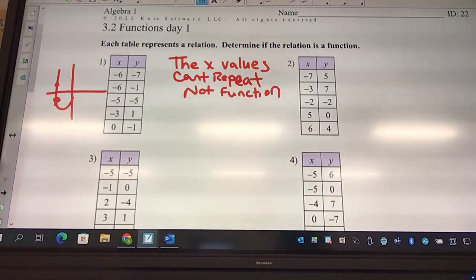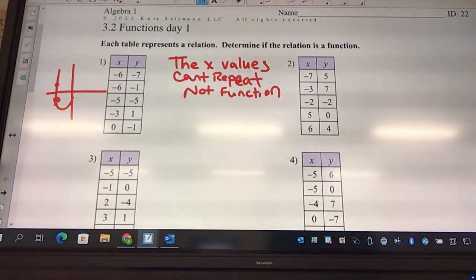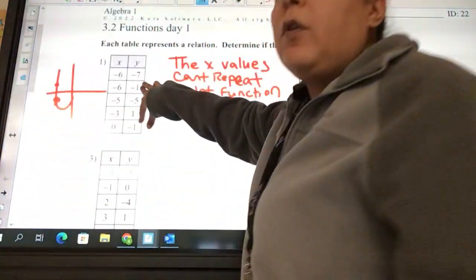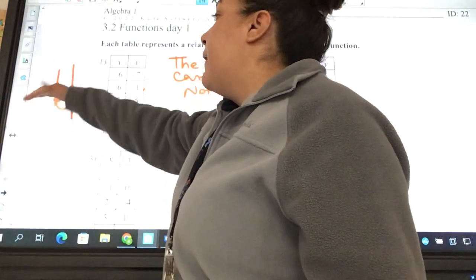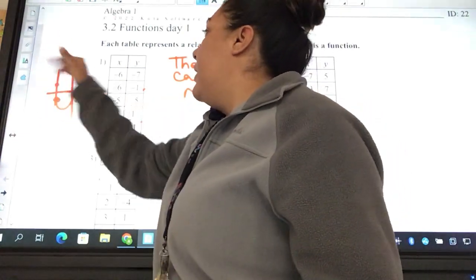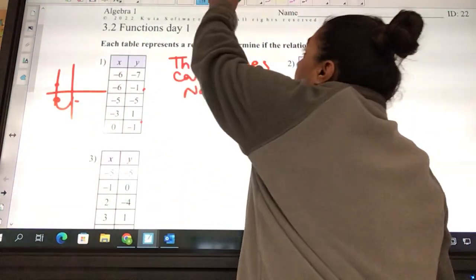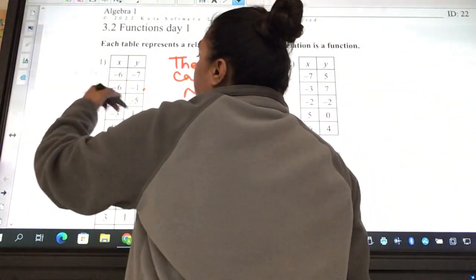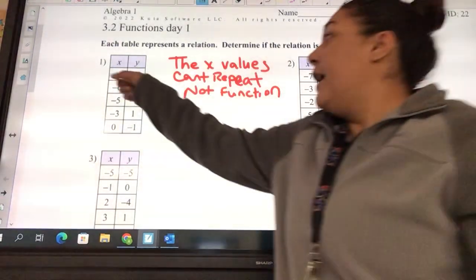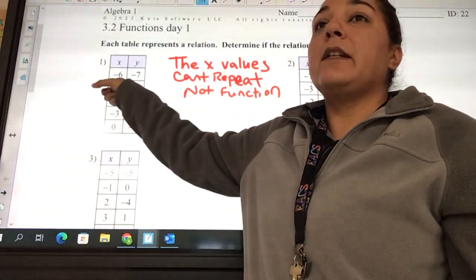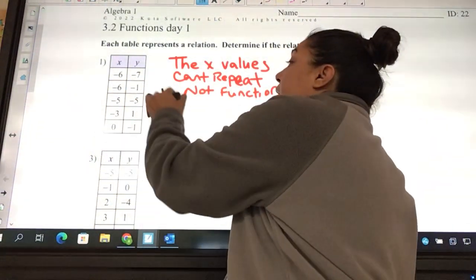You could have, let me see if there's this one. See how it has -1 and -1? That's okay, because you would have a -1 here and a -1 way over here. That would be a horizontal line. So we cannot have 2 x values. So if you look at number 1, do any of the x values, are they the same? Okay, yeah, they are. I got -6 and -6. That's not allowed. So this means no, it's not a function.